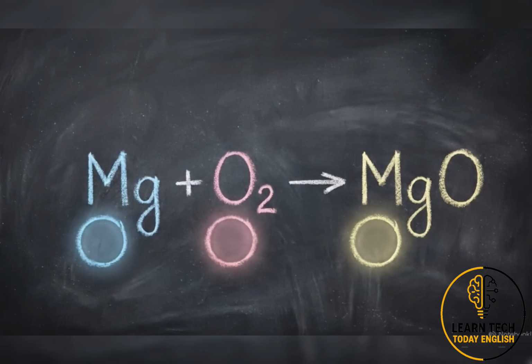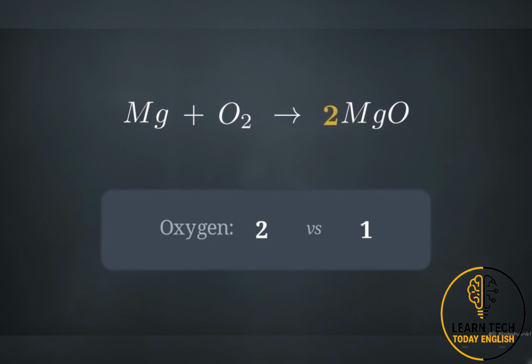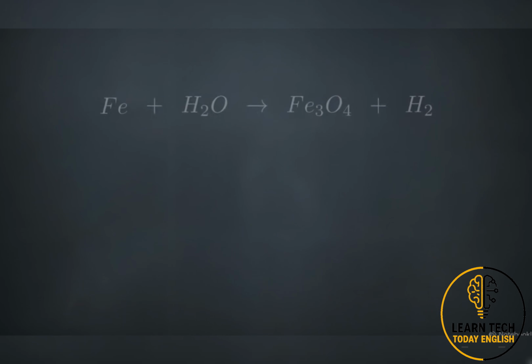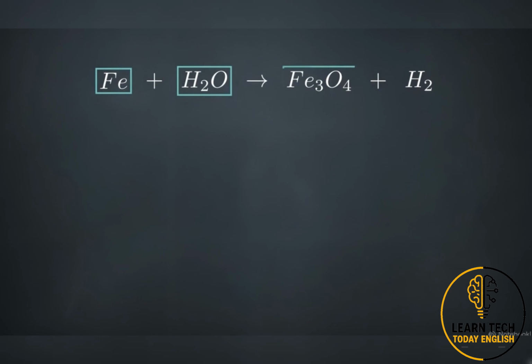A skeletal equation lists the chemicals involved, but it doesn't yet show the exact quantities required for mass to be conserved. To fix this, we must mathematically adjust the quantities until the atoms on both sides match. Let's walk through the math to balance a reaction between iron and water. We only add numbers as coefficients outside these molecule boxes. The internal subscripts are part of the molecule's identity and cannot be changed.